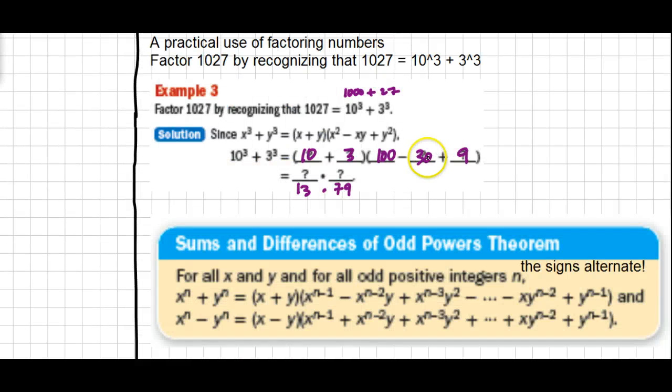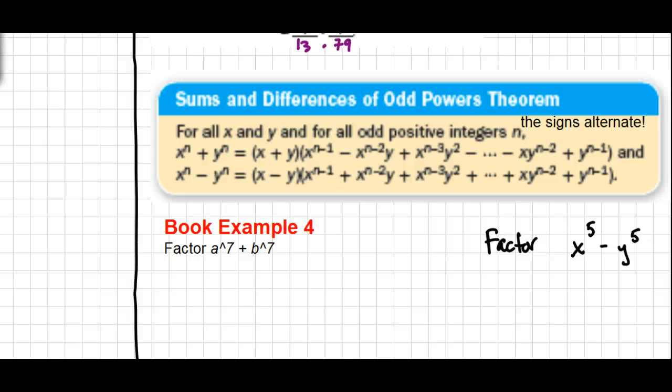And if you check my math there, I did 100 minus 30 to get 70, and then I subtracted the 9 to get the 61. I should have added there to get 79. Sorry about the error. Our last topic for today is how to do sums and differences of odd powers.